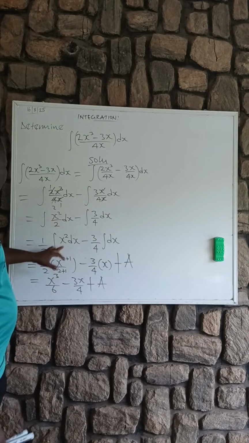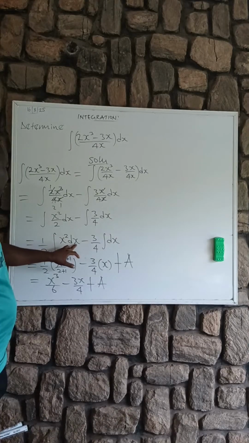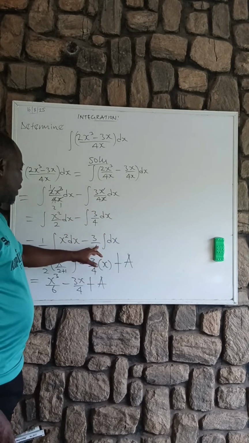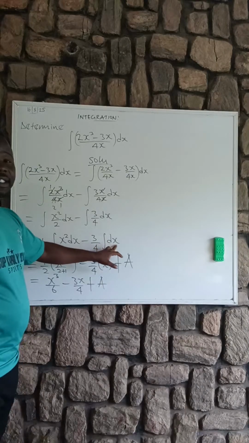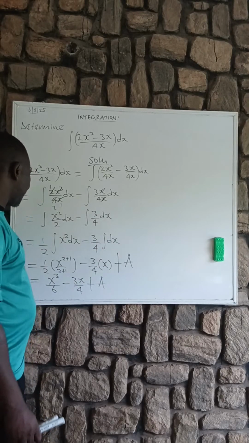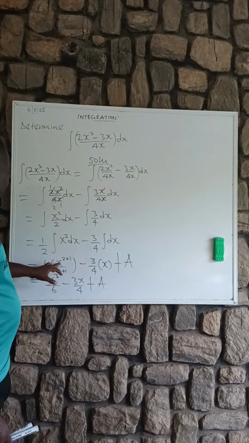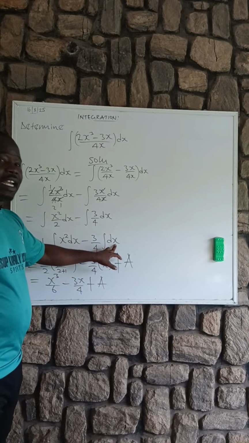So when you have 1 all over 2, which is a constant, we factor it out, and we are going to have the integral of x squared dx, minus 3 all over 4, also a constant, factor it out, then we'll be left with what? Inside the integral, we'll be left with dx. Then when we integrate this, we are going to have 1 all over 2, open bracket, x raised to the power 2 plus 1, all over 2 plus 1, close bracket, minus integrate the dx.